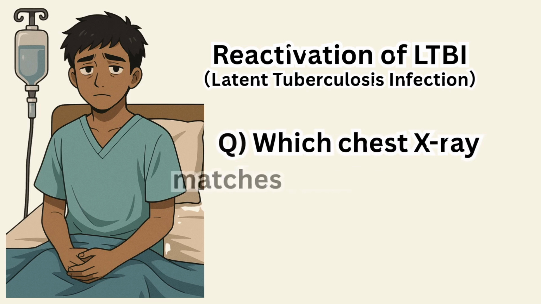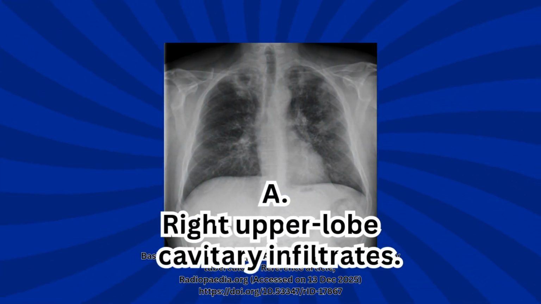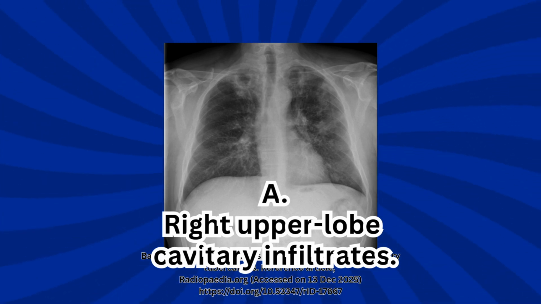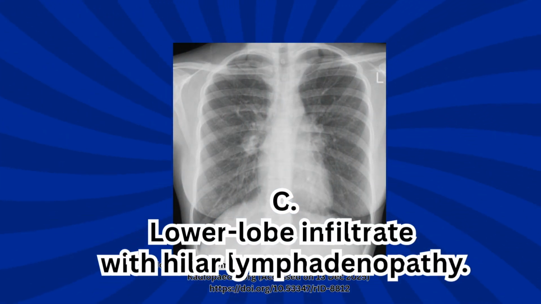Now, which chest X-ray matches reactivation TB? A: Right upper lobe cavitary infiltrates. B: Fibrosis with calcified nodules. C: Lower lobe infiltrate with hilar lymphadenopathy.